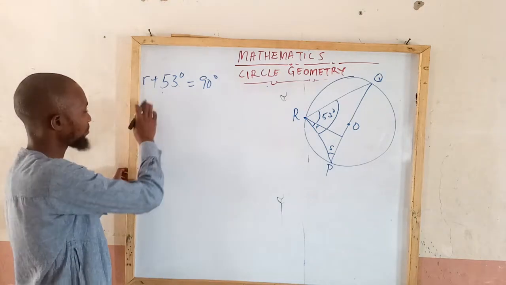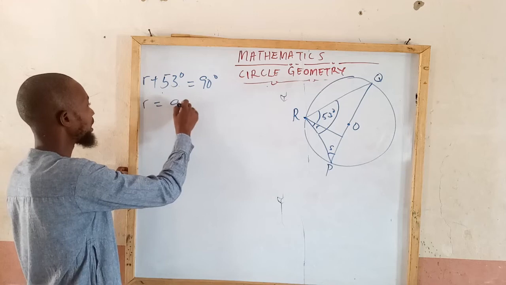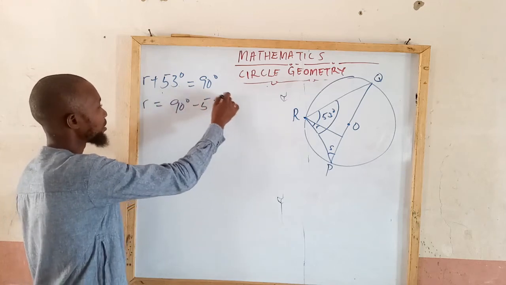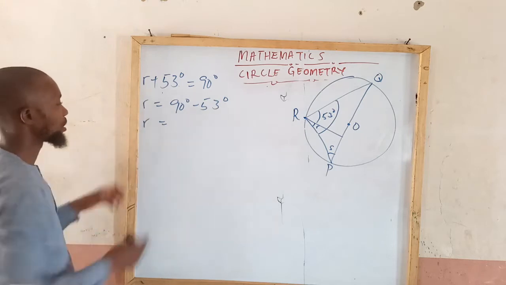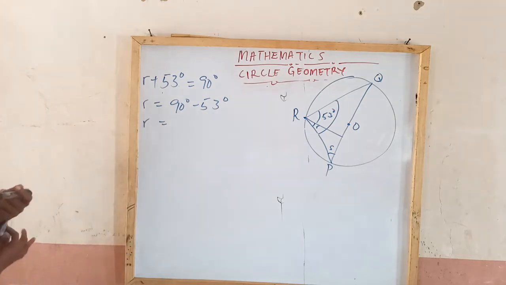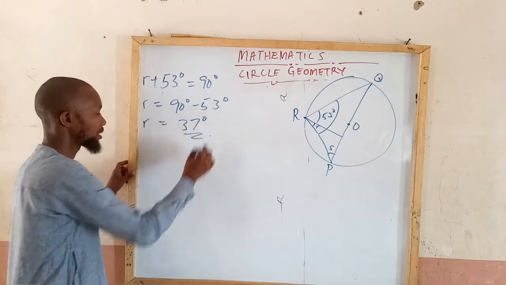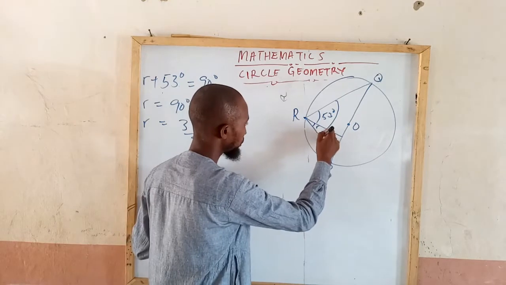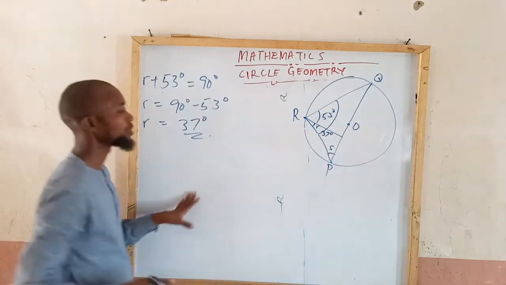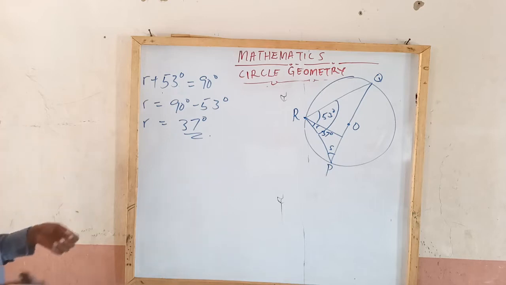So to get R here, we have to collect the like terms by saying that R here is 90 degrees minus 53 degrees. When we subtract them, the result is going to be 37 degrees. So R in this case is what? 37 degrees. So the value of R can now be positioned here so as to be able to determine the value of the last letter, which is S.